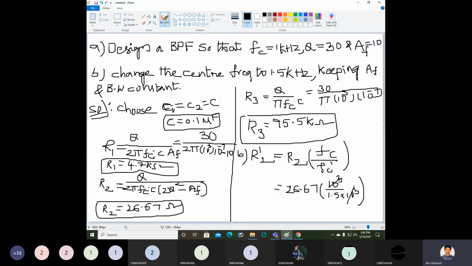Here these two will cancel. 1 by 1.5 is some value. Simplify and tell me the R2 dash value. 11.8 kilohertz. R2 dash is equal to 11.8 kilohertz.